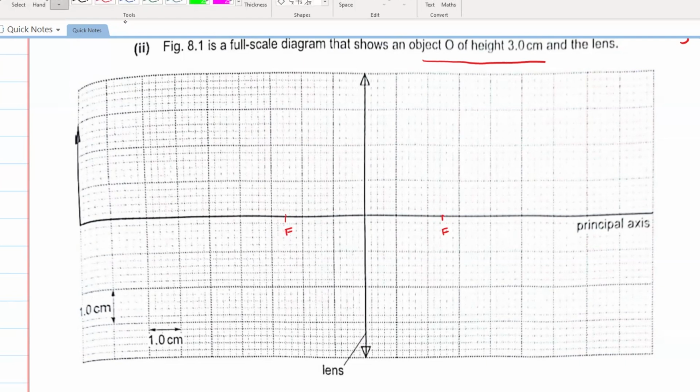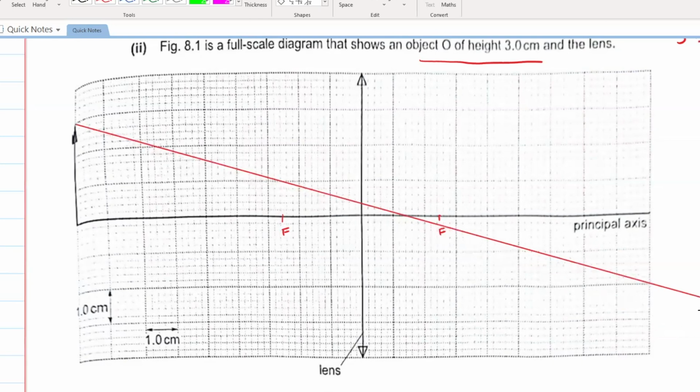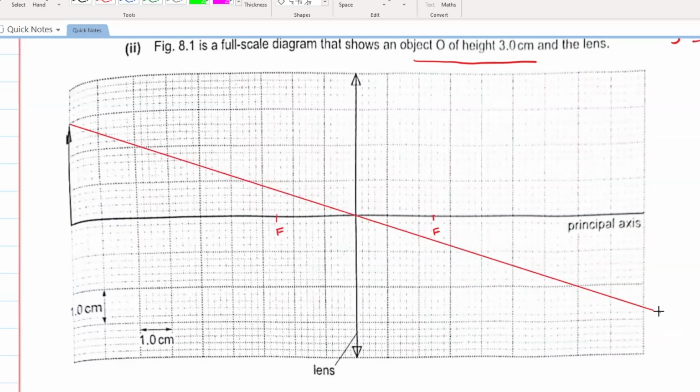Now let's locate the image. To locate the image, do you remember we used to have two lines? Let's take a thin ray so that we make no errors here. This is the line passing through the optical center like this, and let's arrange it correctly from the top of the arrow. I guess this is enough. What will be your second ray? Your second ray will be parallel to the principal axis.